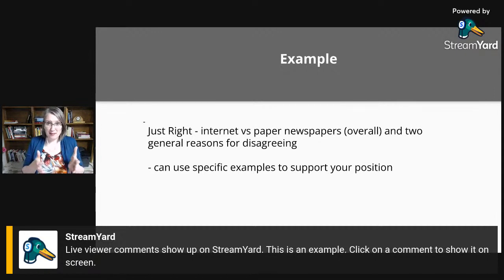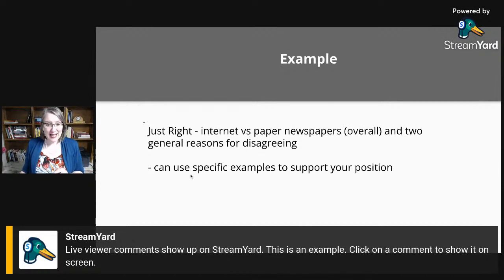Perhaps if we're writing a short essay, 250, even up to 500 words maybe, we could say overall, we could talk about internet versus newspaper and how we think internet news, the majority of people get their news from the internet versus the newspaper. And we could give a couple of general reasons for disagreeing, meaning a couple of general reasons why we think the internet is where people get their news instead of newspapers. Now, they're not saying all people, they're saying the majority.